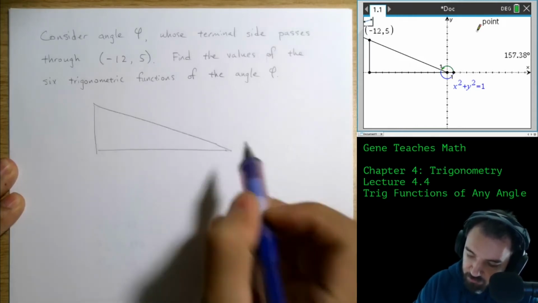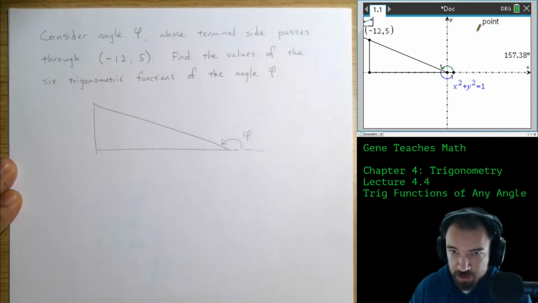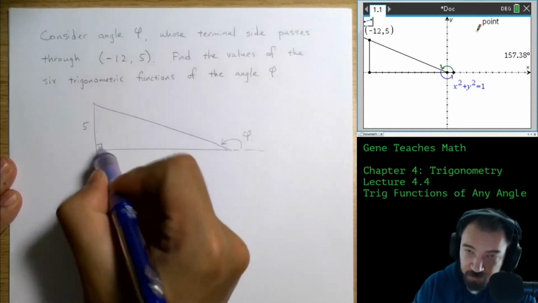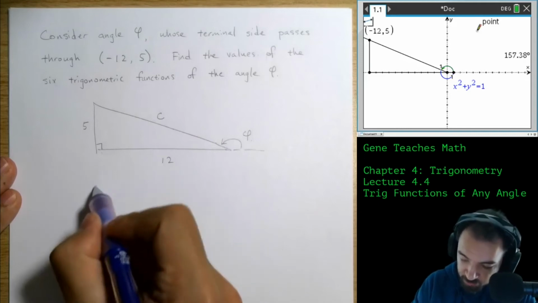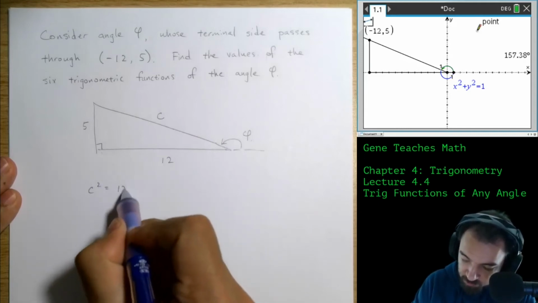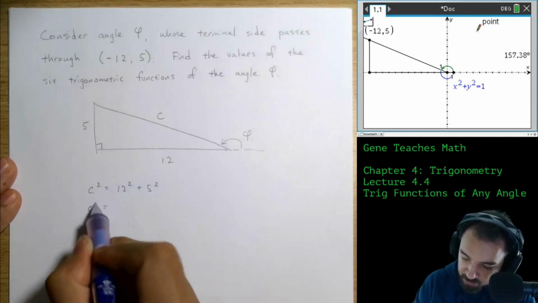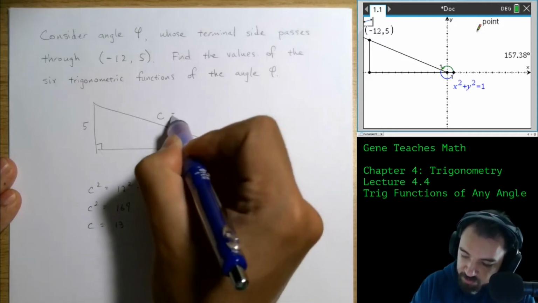So here we have a right triangle. Technically the angle phi is out here, but we have a side length of 5 and a side length of 12 with a right angle here. So if we were to label the hypotenuse c, we could say c squared is equal to 12 squared plus 5 squared. That's 144 plus 25 comes out to 169, which means c has to be 13.